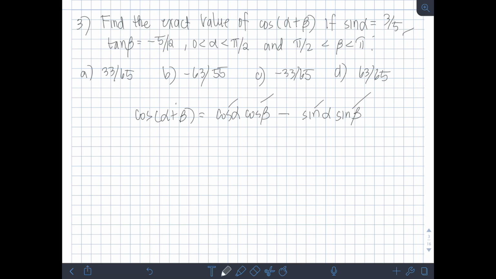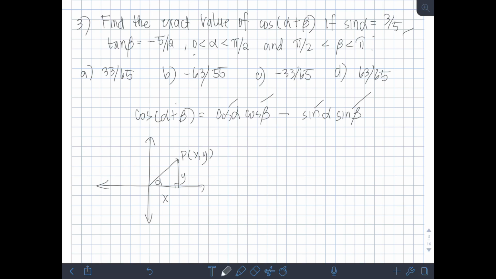Dito muna tayo sa alpha. So, drawing natin yung alpha in standard position sa rectangular coordinate system. So, sabi, yung alpha daw ay in between 0 and pi over 2. Diba? 0 to 90 degrees yon. So, therefore, nasa first quadrant. So, let's say nandito si alpha. Tapos, meron siyang coordinate na x, y. So, drawing natin yung reference right triangle.